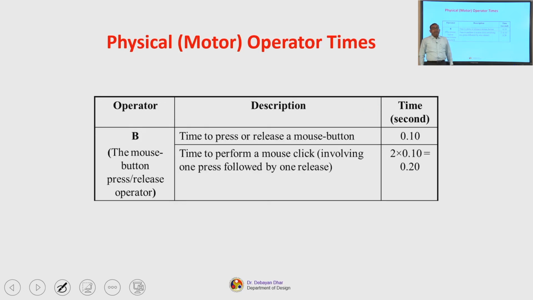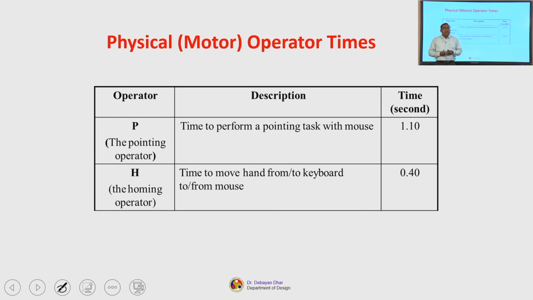Operator B, the mouse button press release operator. The time to press or release a mouse button is 0.10 seconds. The time to perform a mouse click, involving one press followed by one release, so these are two activities, is 2 times 0.10, which equals 0.20 seconds. Then P, the pointing operator, the time to perform a pointing task with the mouse, is considered as 1.10 seconds.